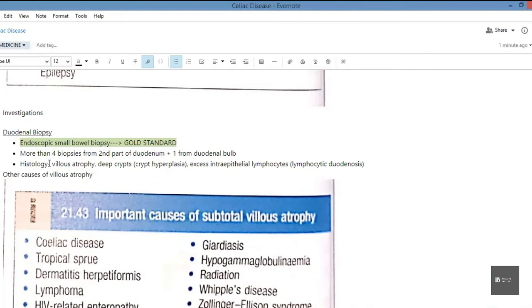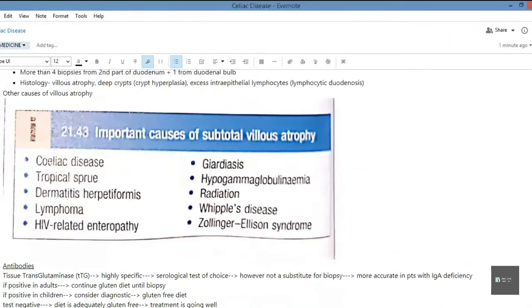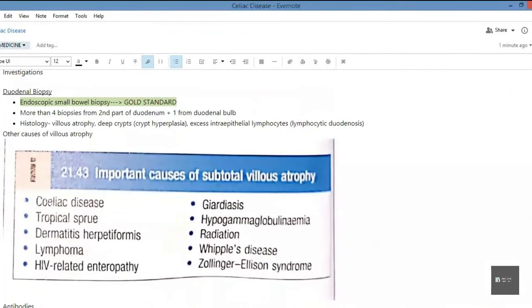On histology, you will find villus atrophy, crypt hyperplasia, and lymphocytic duodenosis. There may be some other causes of villus atrophy. The ones that I want you to remember are celiac disease, tropical sprue, and dermatitis herpetiformis. Okay, so that was the biopsy.